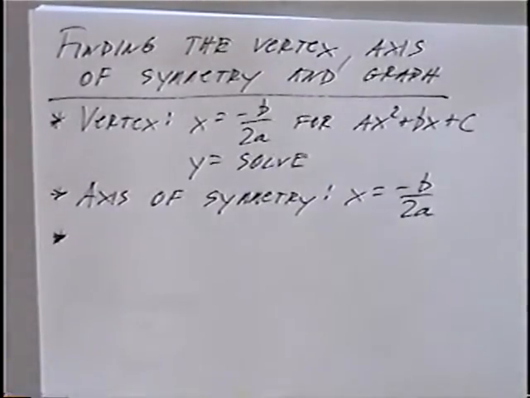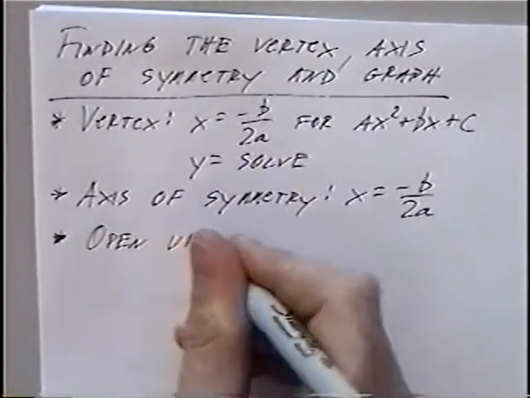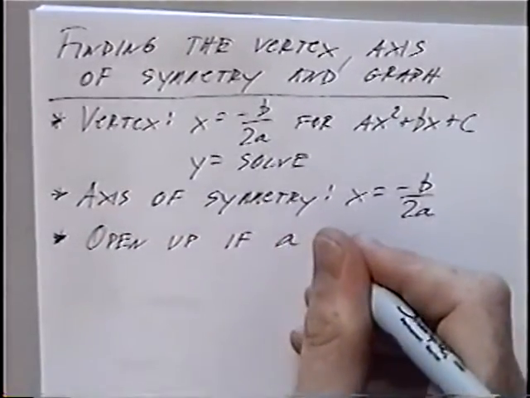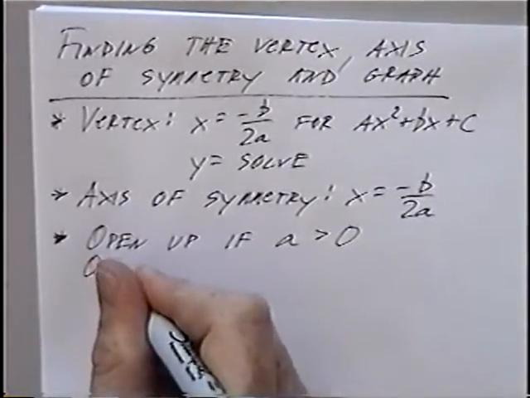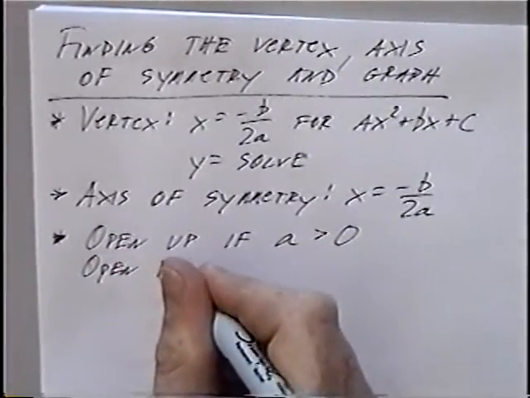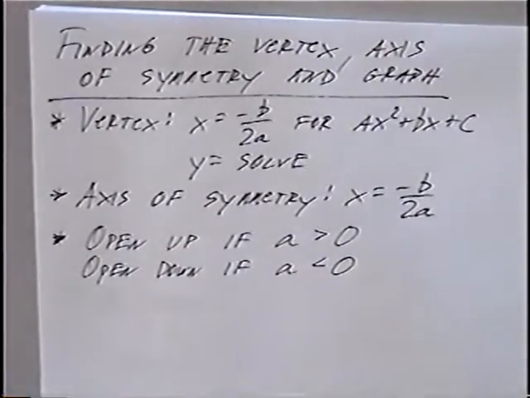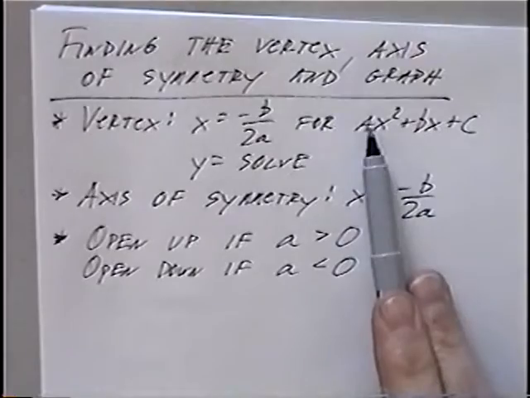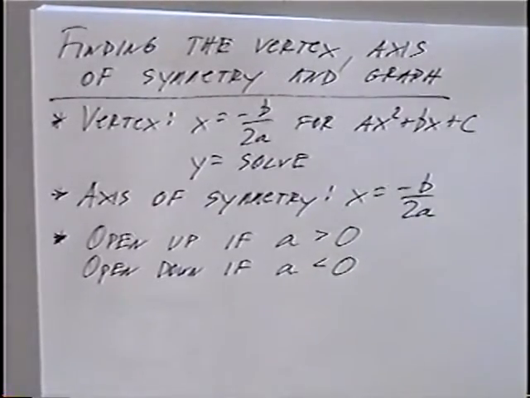And the last definition for this section: the parabola will open up if a is greater than 0, and the parabola will open down if a is less than 0. So if a is a positive number, the parabola opens up. If a is a negative number, then the parabola opens down.